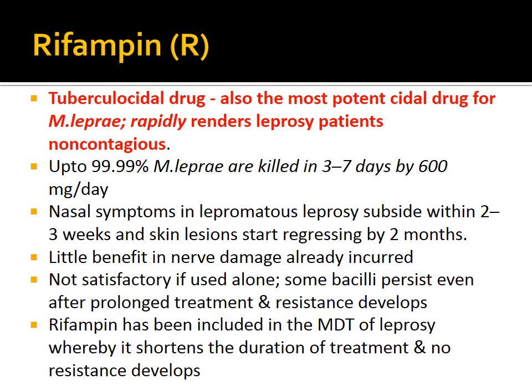If an MCQ is asked which is the most cidal or most potent drug in leprosy, and the options are dapsone, clofazimine, rifampin, and ofloxacin or minocycline, you have to choose the option rifampin. So it is the most potent cidal drug for Mycobacterium leprae. It rapidly renders the leprosy patient non-contagious.